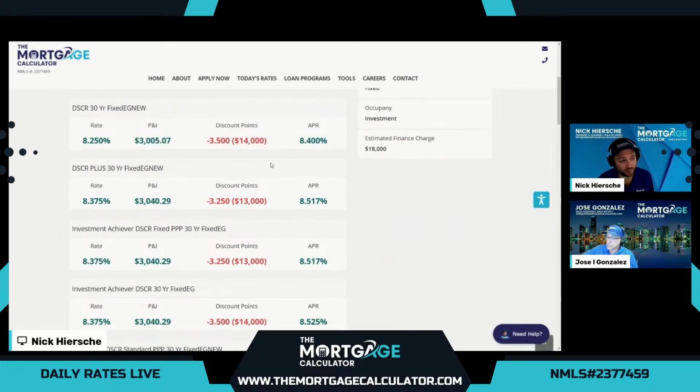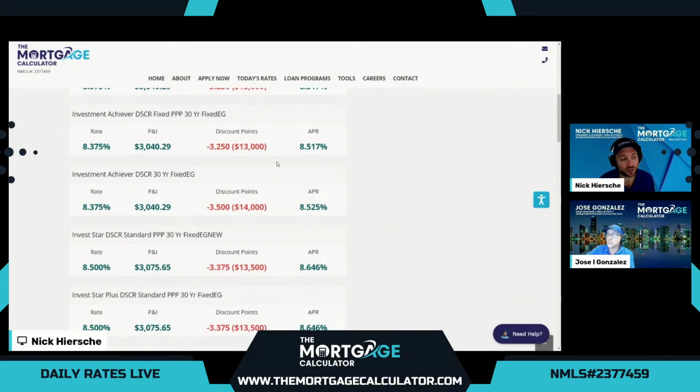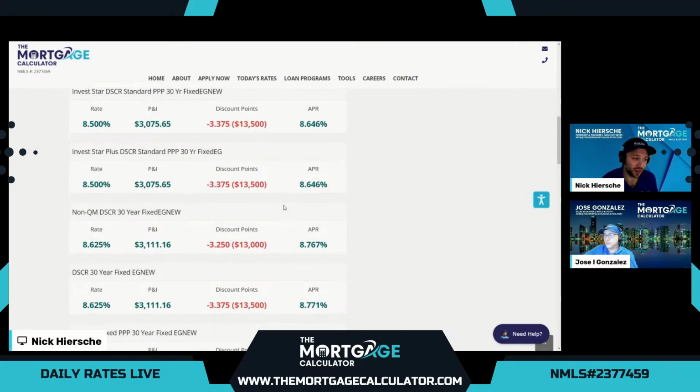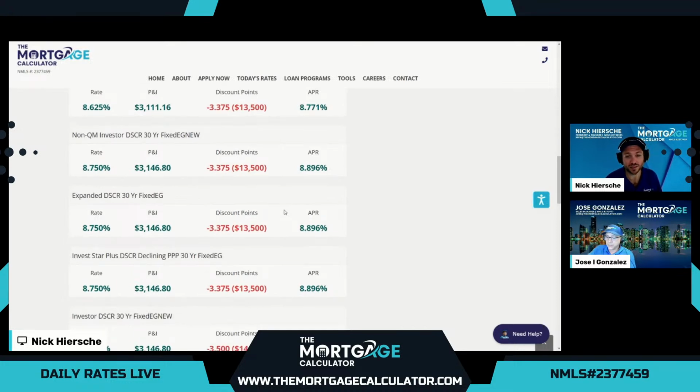And if we scroll down, some of these other DSCR options may allow bankruptcies, foreclosures, and other issues. They may allow us to use different income calculations, such as short-term rental income. And as always, we'll segue into our topic for today. Some of these options, at a little bit higher rates and costs, may allow borrowers such as an ITIN borrower.